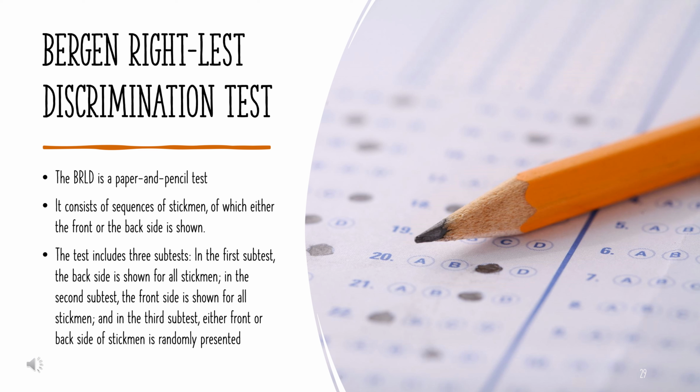The first subtest, the back side is shown of all stick men. In the second subtest, the front side is shown for all stick men. And in the third test, either the front or the back of the stick man is randomly presented. So the person taking it will have to look at the stick man and determine whether it's the front or the back to get an idea of right versus left.